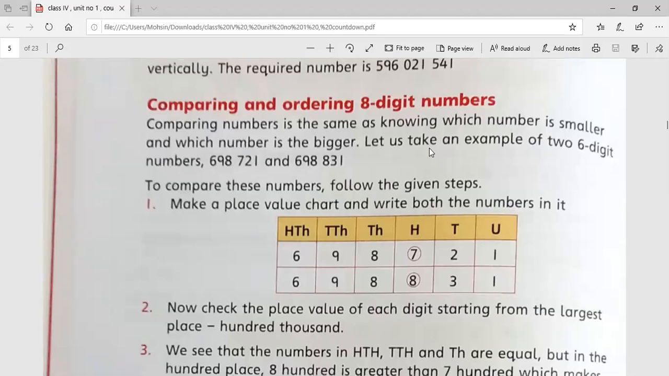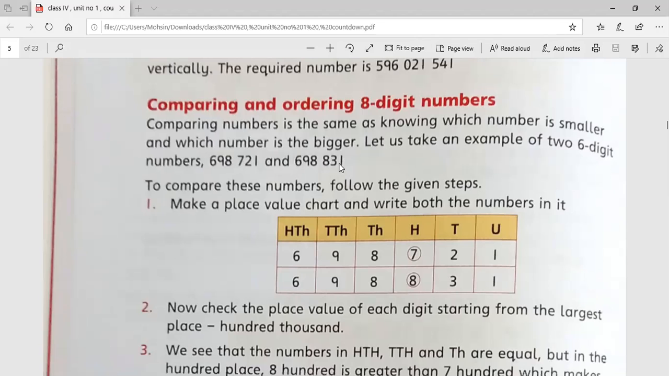Now let us take an example of two 6-digit numbers. They are saying we are going to take an example of 2 values that contain 6-digit numbers. You can see here is a value and here is also a value. Both are having 6-digit numbers. 6-digit number means 6 digits: 1, 2, 3, 4, 5, and the last one is also 6.